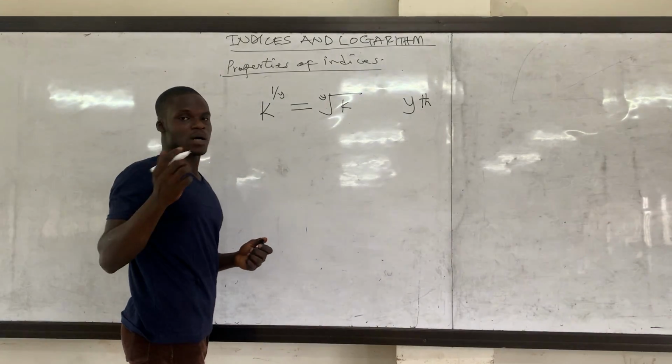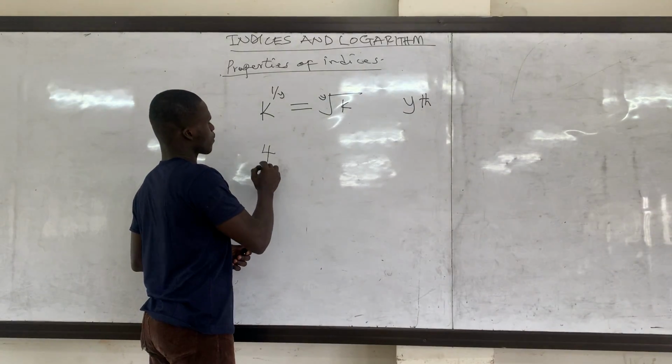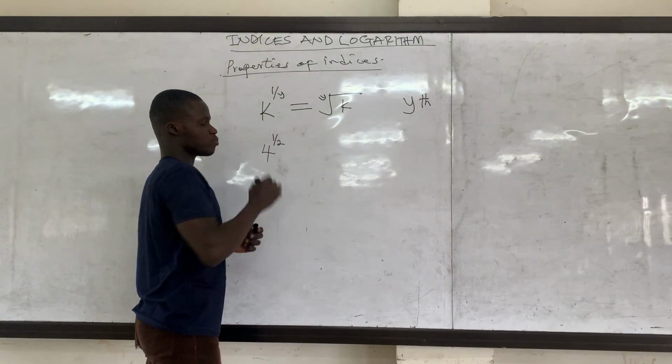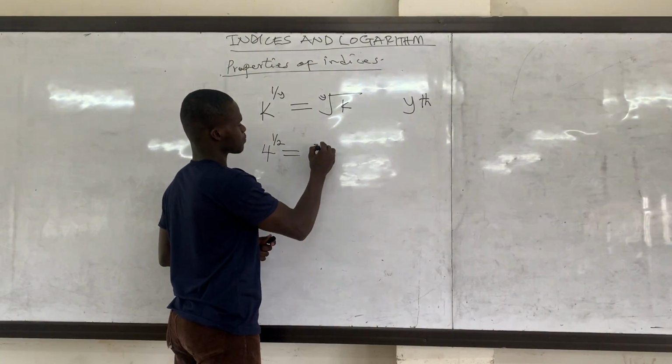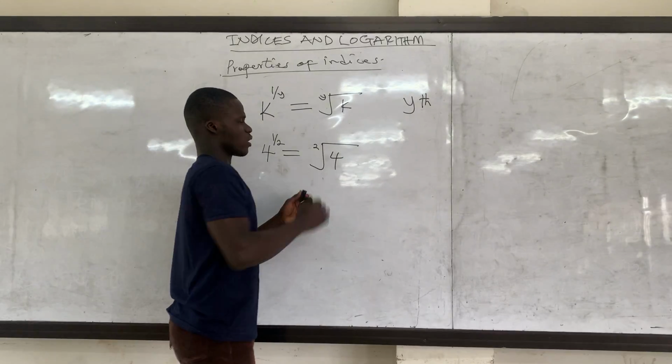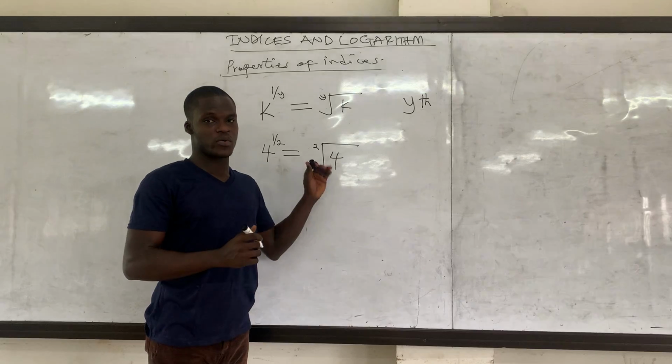A typical example we can take of this is 4 exponent 1 over 2. So 4 exponent 1 over 2 is the same as, and we read this as the square root of 4. That's how we read this.